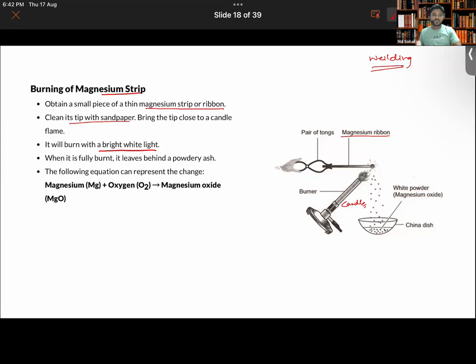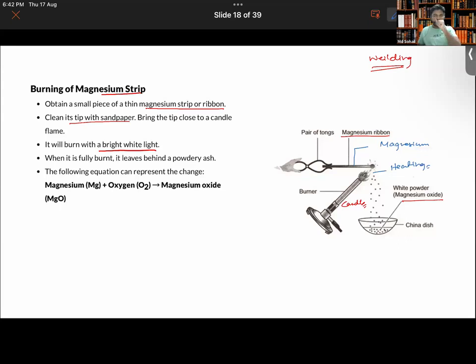When it is fully burned, it leaves behind a very powdery ash. That ash is nothing but magnesium oxide. So first tell me, what is this magnesium ribbon made up of? Obviously magnesium. Now we are heating the magnesium ribbon, right?